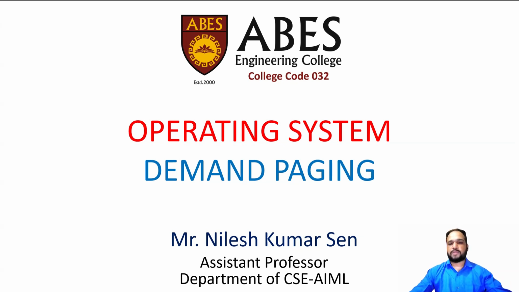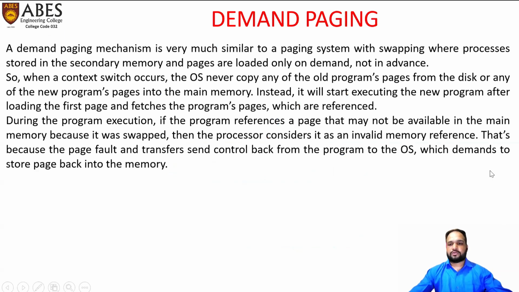Our today's topic is demand paging. So demand paging is what? It is very much similar to a paging system with swapping, where processes are stored in the secondary memory and pages are loaded only on a demand basis, not in advance. So when a context switch occurs, the operating system never copies any of the old program's pages from the disk or any of the new program's pages into the main memory. Instead, it will start executing the new program after loading the first page and fetch the program's pages which are referenced.